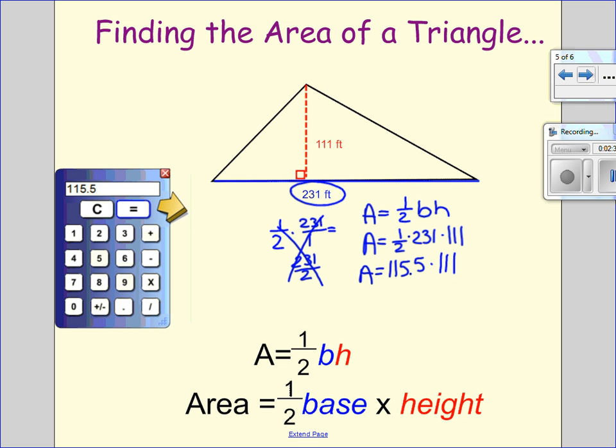All right, so then we take 115.5 and multiply it by 111, and we get an area of, whew, that's a big area, 12,820.5 feet squared, or square feet. So there is our area.